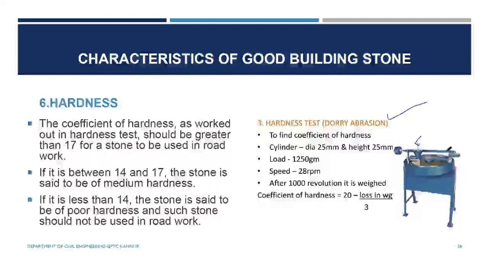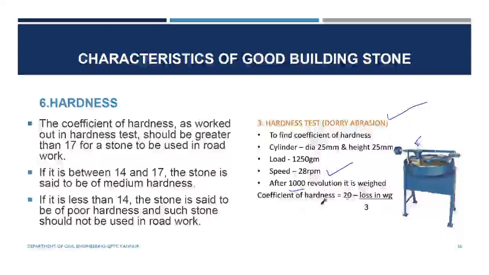At the time of rotating, it tries to ooze out or open up. So the stone particles may fall above this rotating cylinder. You have to rotate it at 28 revolutions per minute, for 1000 revolutions in total. That will also be displayed on the meter. There will be a meter in this.